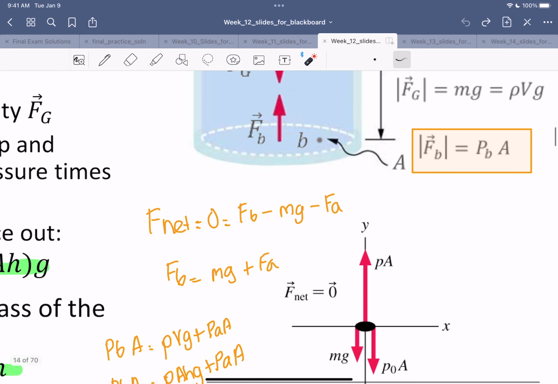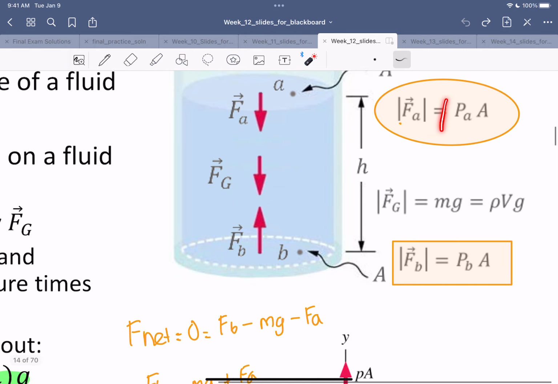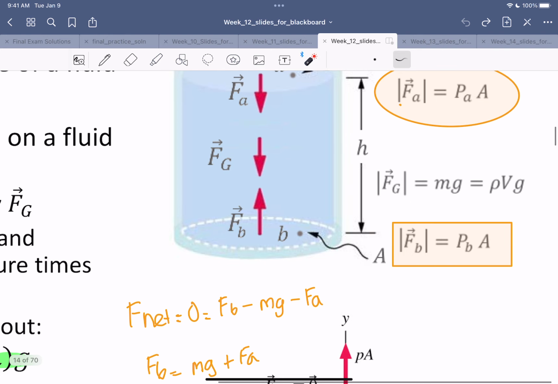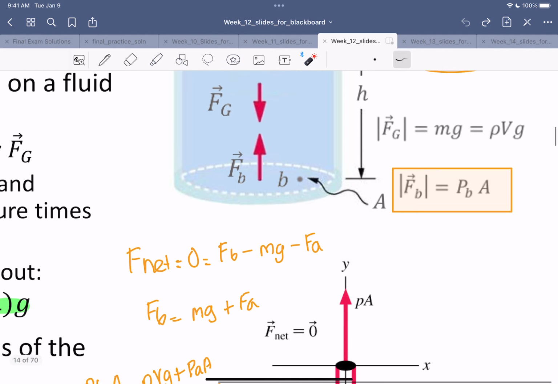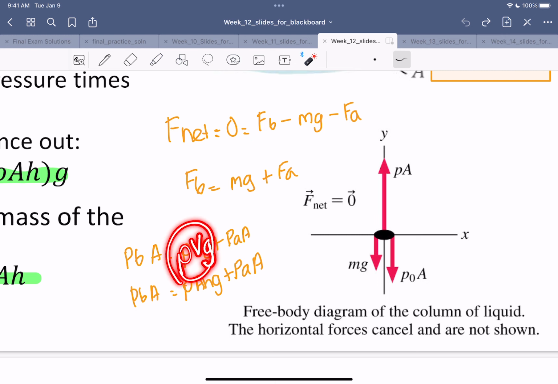And so if we rearrange the equation, we can see force of B is equal to mg plus force of A, right? If we were to grab these forces and plug in the pressure times area equivalent of them, from the rearrangement of the pressure force equation that we had from earlier, we can see that the pressure at B times A, the area, is equal to the density times the volume times the gravity. That's our force of gravity there, right? And then the force of A added to that as well, which is the pressure at A times the area.